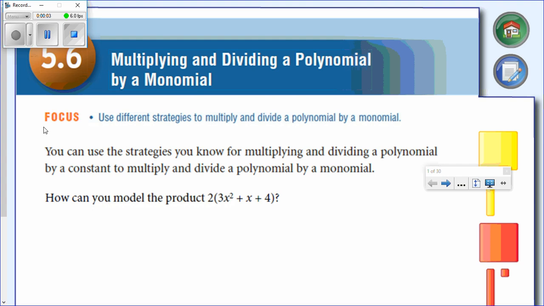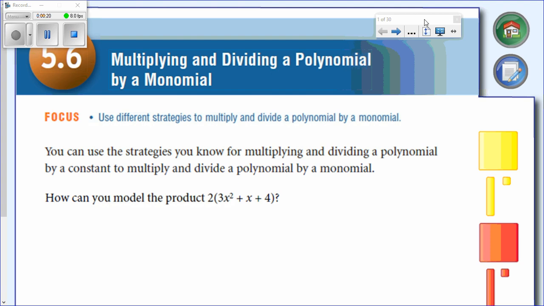Alrighty, so welcome to week 1, part 2. I said in the first part that we were going to do multiplying and dividing a polynomial by a constant and then a polynomial by a monomial. So we're moving into dividing and multiplying by a monomial.